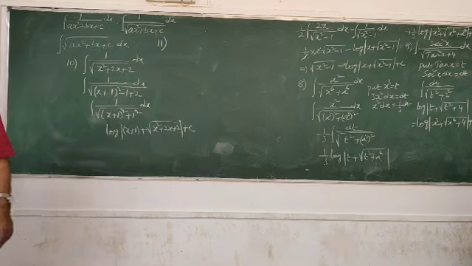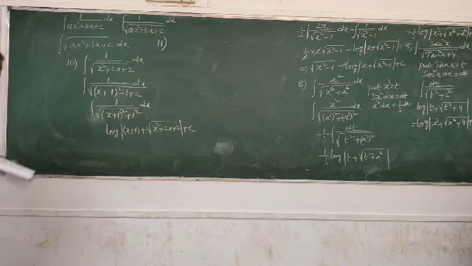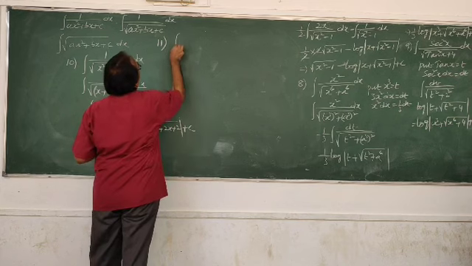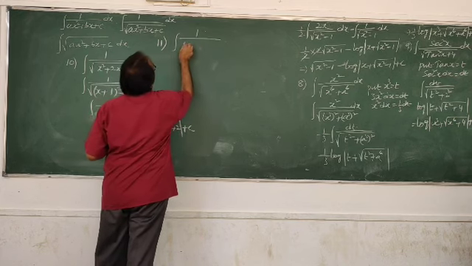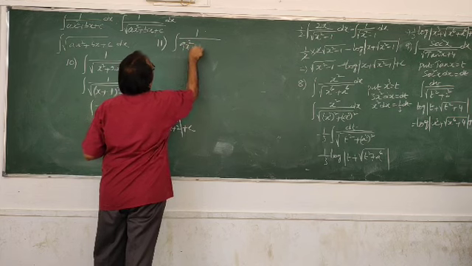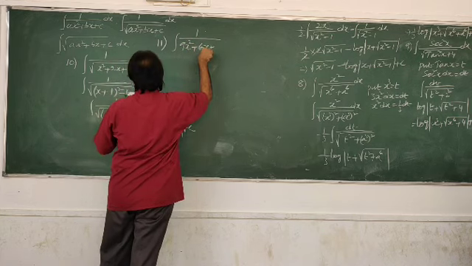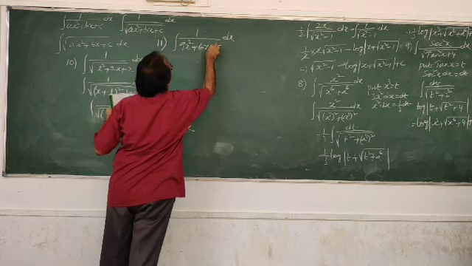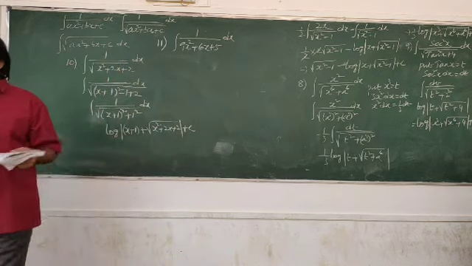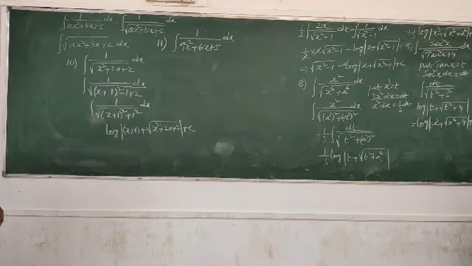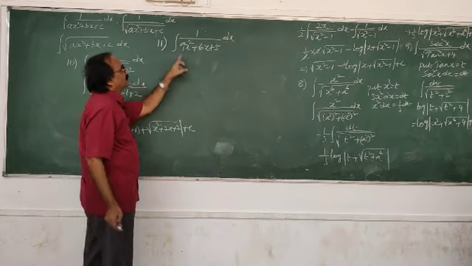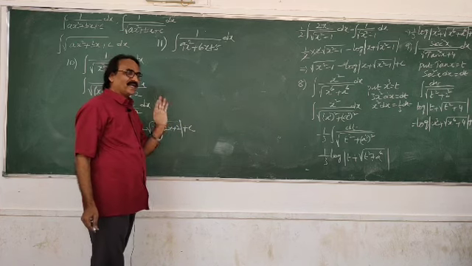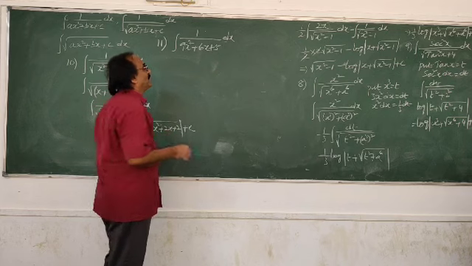So let us move to problem number 11 now. In this problem number 11, integral 1 by 9x square plus 6x plus 5 dx. This is the problem. Now this is what is given. When you see this, yes, here the x square coefficient is there. You make it a mandatory step.